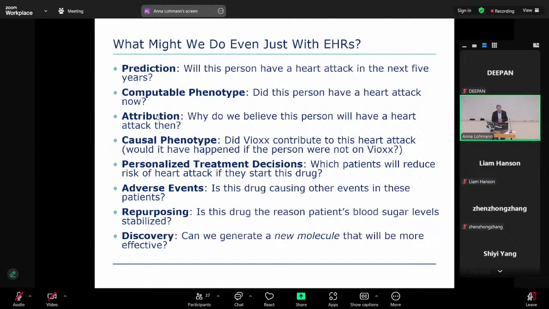Personalized treatment decisions, and you can read the rest of these. Adverse events and drug repurposing are isomorphic. It's just whether the event is an unhappy one or a happy one that the drug is causing. And then discovery. Can we actually generate, with generative AI, new molecules?